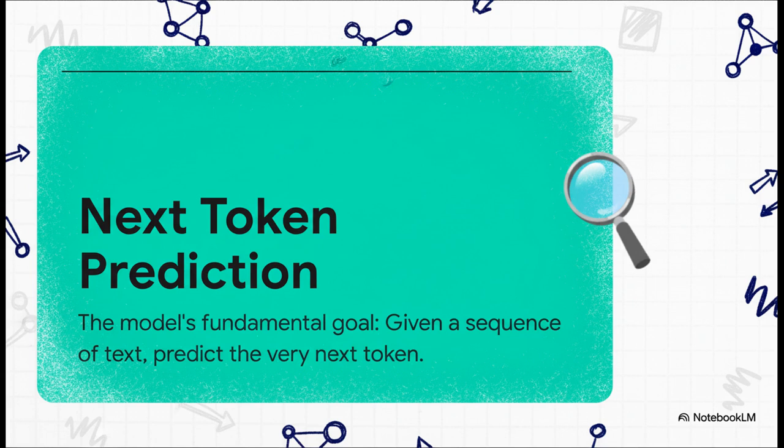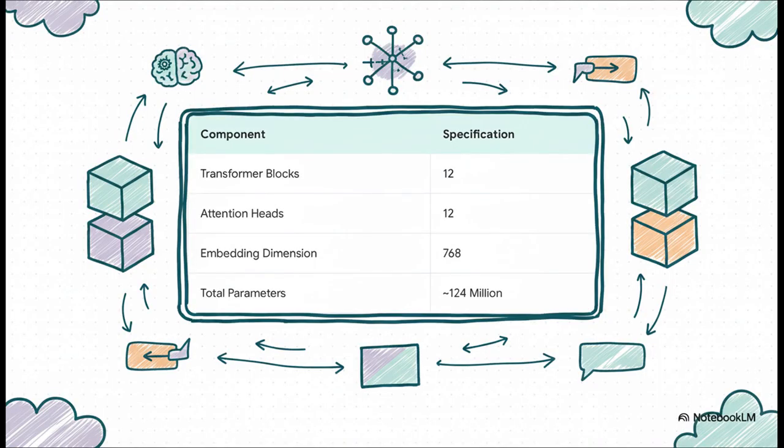And by being forced to get really good at this one simple task, it has to learn grammar, facts, context, and all the subtle patterns of human language. And when you apply that one simple task to a model of this scale, even a relatively small one by today's standards like GPT-2, something incredible happens. The model starts to develop what we call emergent abilities. It was never explicitly taught how to translate or summarize, but those skills just emerge from the sheer complexity of learning to predict the next word.